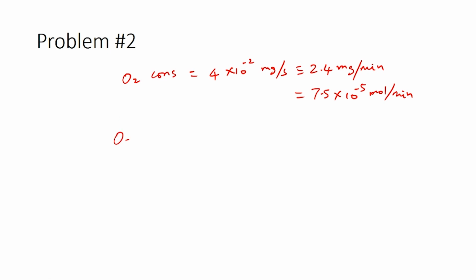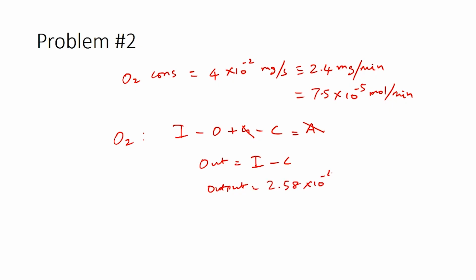So, now that we have identified the input and consumption for oxygen, we can write an oxygen balance for the bone, which would be input minus output plus generation minus consumption equals accumulation. At steady state there is no accumulation, and oxygen is not being generated. So, output is basically equal to input minus consumption. So, output is equal to 2.58 times 10 power minus 4 moles per minute. So, this is the molar flow rate for oxygen which is leaving the system.